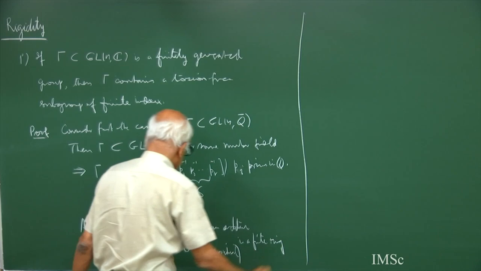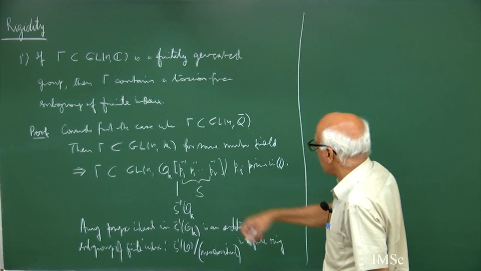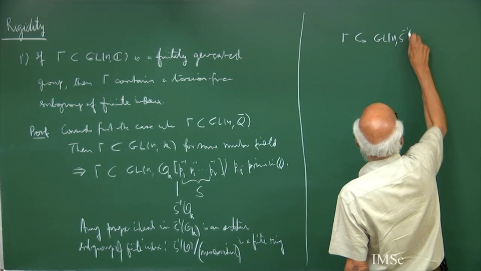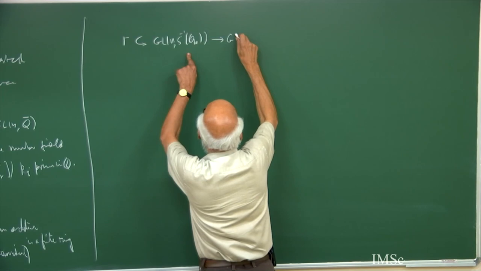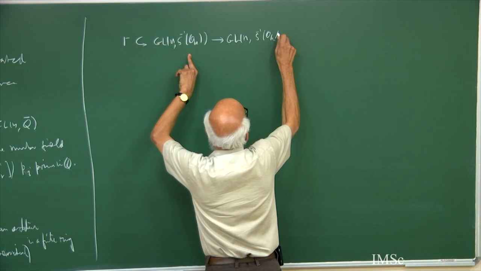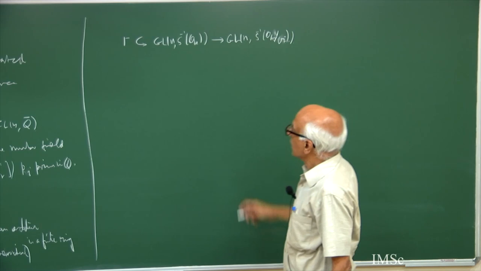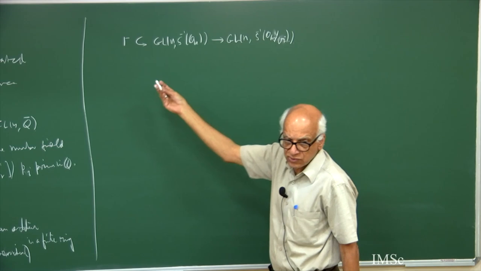So one way of getting subgroups of finite index in gamma would be to look at gamma sitting inside GLN of S inverse O_K and pass to the quotient by an ideal inside S inverse O_K. This ring is a finite ring. Therefore this group is finite, and so the kernel is going to have finite index.